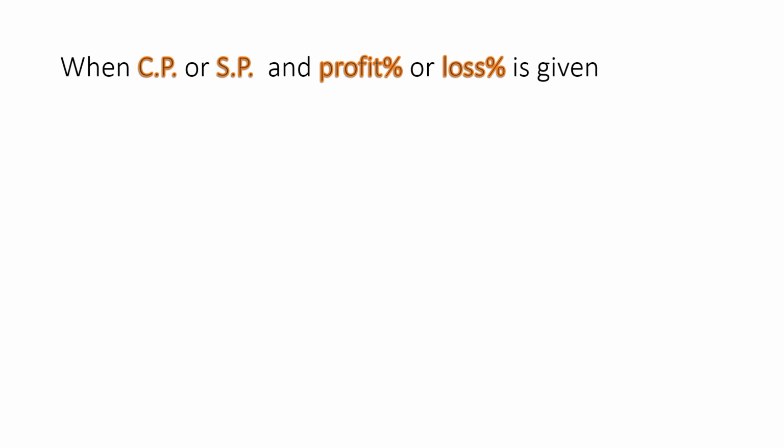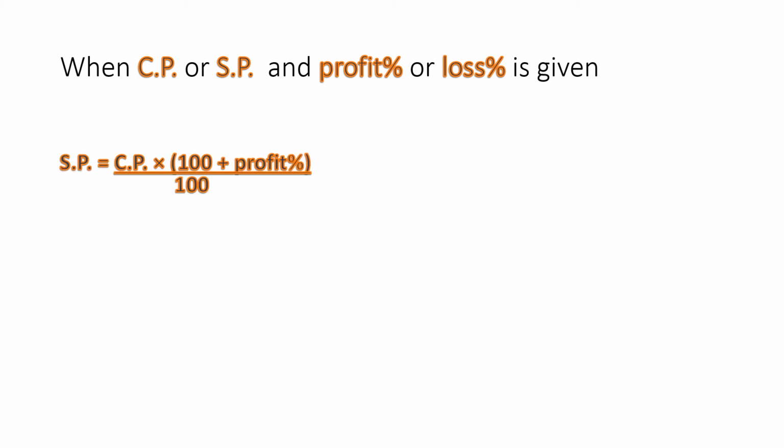Now the next concept: when CP or SP and profit percent or loss percent is given. In the previous questions, SP and CP were given to us and you calculated loss or gain percent. Now loss percent and gain percent are given, and you need to find the CP if SP is given, or the SP if CP is given.